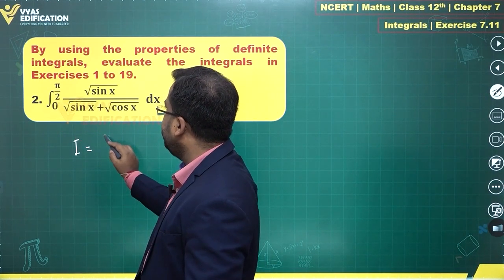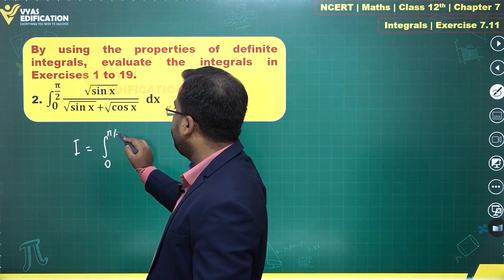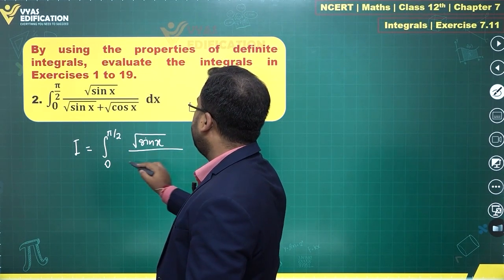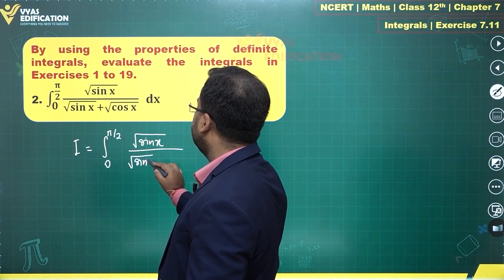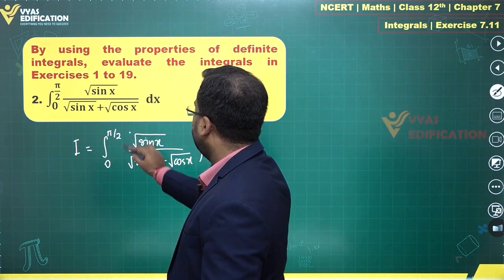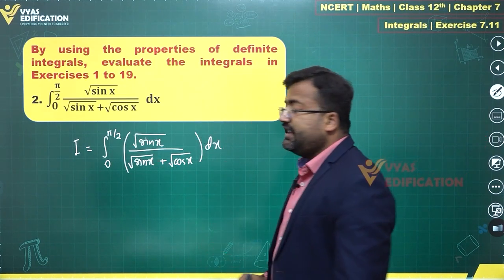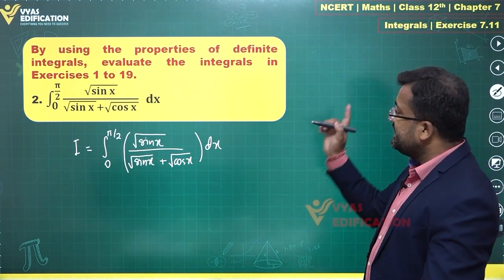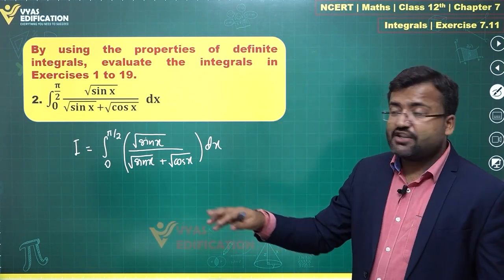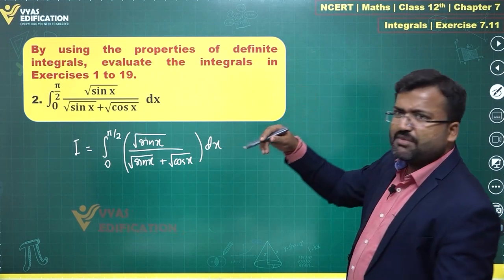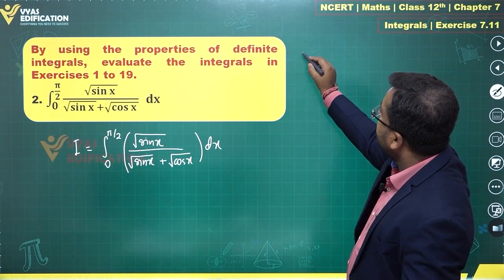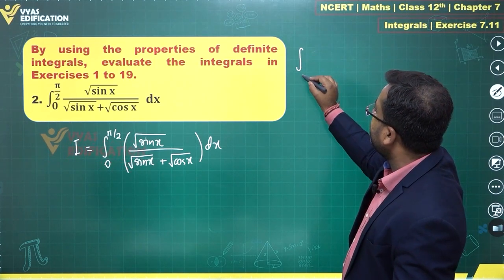So what do we have? I is the integral from 0 to pi by 2 of under root of sin x over under root of sin x plus under root of cos x dx. And the property that I am looking forward to is P3, or the king property. A special case of P3, that is P4 as per NCERT, can be applied, or basically we are applying this property. I'll write the property over here.